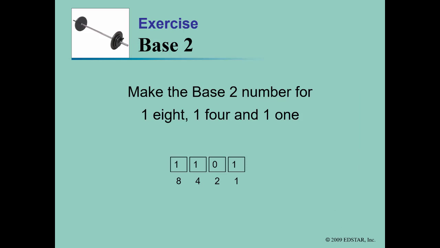If we make the base 2 number for an 8, a 4, and a 1, it's easy if we know the place values. It's 1101. In base 10, we would say this number is 13.